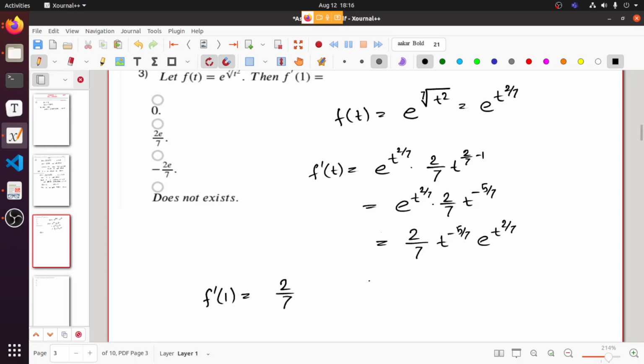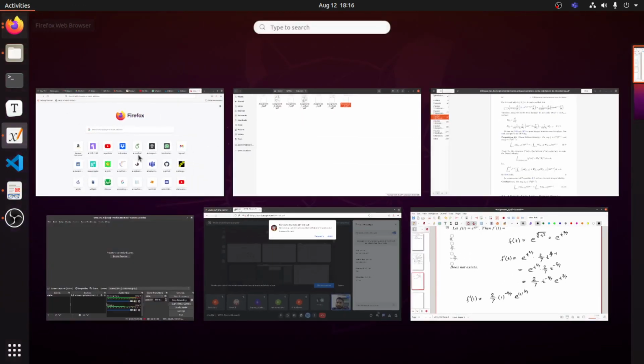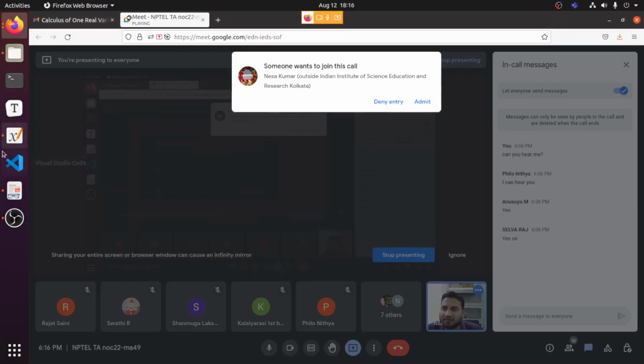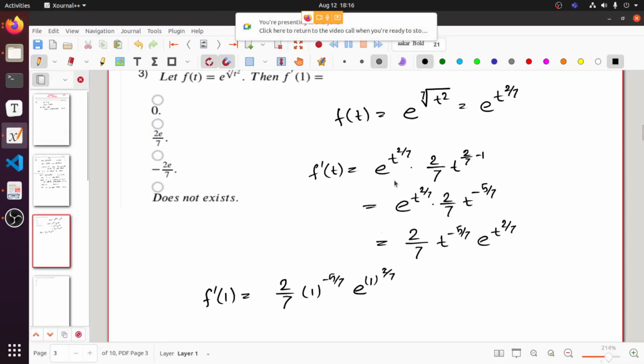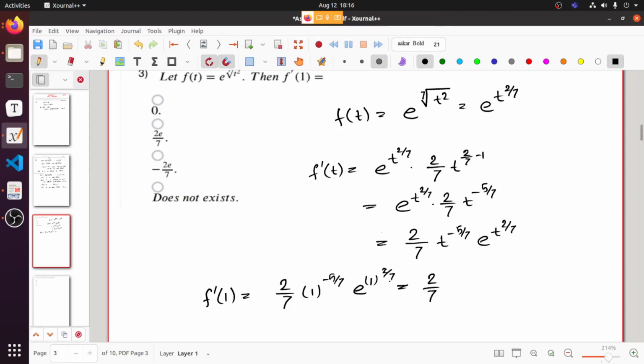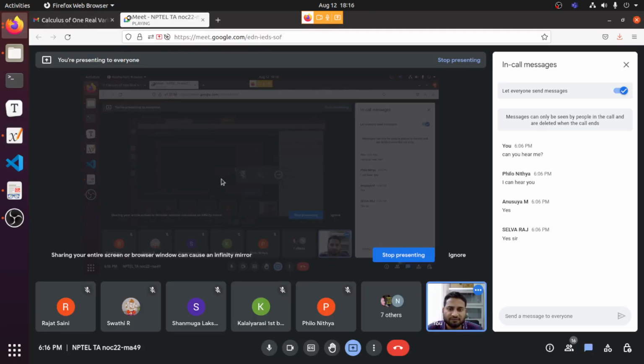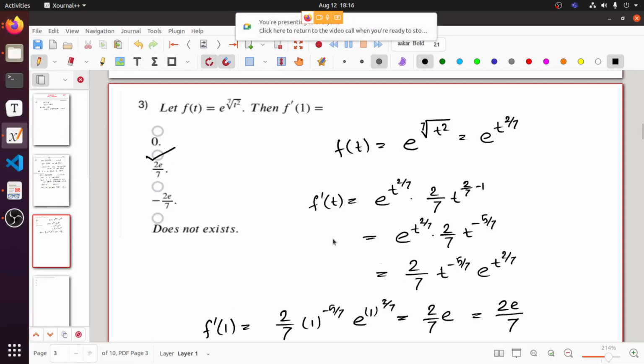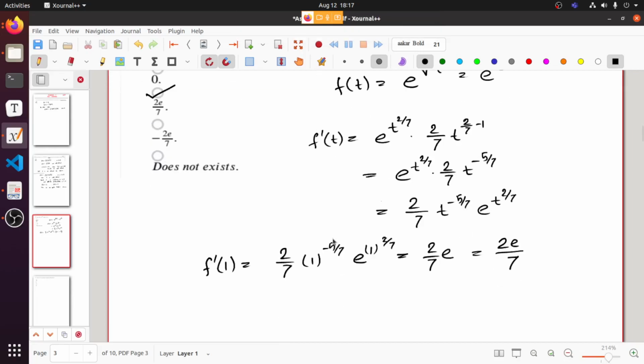So it will be 2/7, 1 to the power minus 5/7, and e to the power 1 to the power 2/7, right? So this is 1, and this will be e. So it will be 2e/7. So the answer is 2e/7. So the second answer is correct. Is this fine? F dash at the point 1 will be 2e/7. Okay. So question number 3 is done. Option 2 is correct.